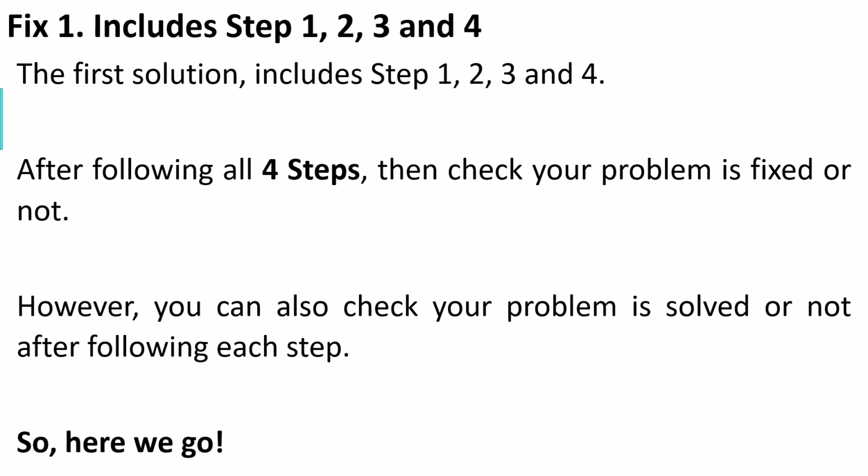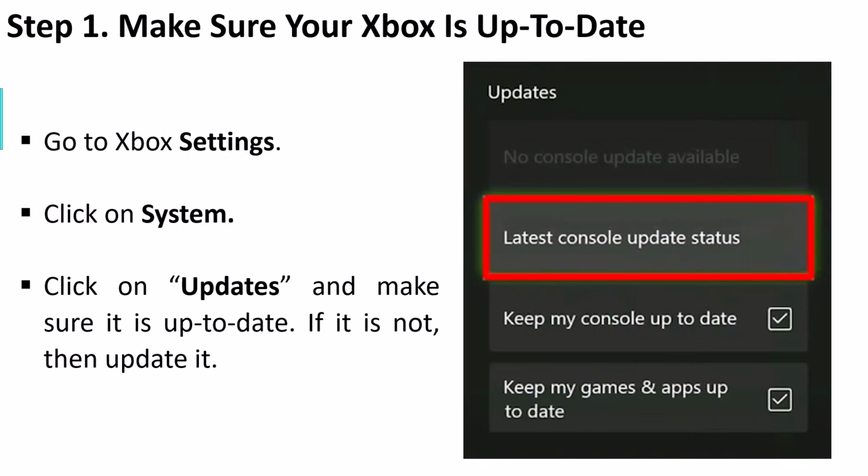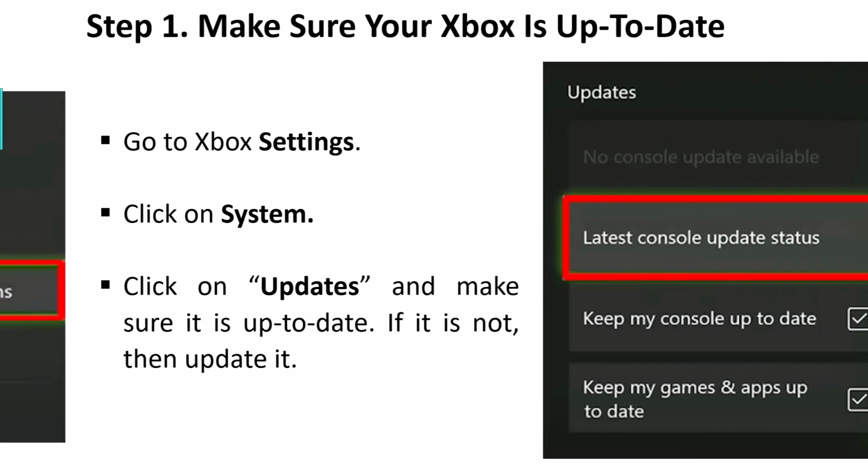Now the first fix includes step 1, 2, 3 and 4, and after following all 4 steps, you can then check if your problem is fixed or not. However, you can also check if your problem is solved or not after following each step. So here we go. The first step is to make sure your Xbox is up to date. So go to Xbox settings, click on system, click on updates and make sure it is up to date. If it is not, then update it.